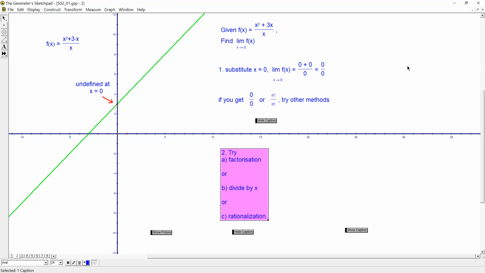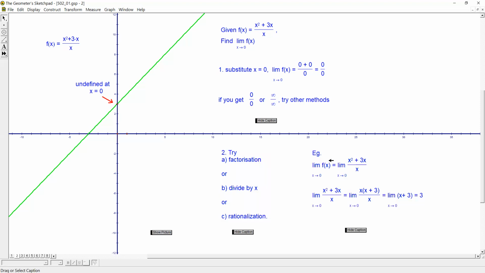Okay, right. So we continue. So we are going to try another method, right? Because the 0 over 0, so I'm going to try another method. So this method is factorization, the first one. So I have this function here. I see that there is a common factor in front and at the back. This is x squared, this is 3x. So I can factorize out the x. So when I factorize out the x, it becomes x bracket x plus 3. At the denominator, the function is x.